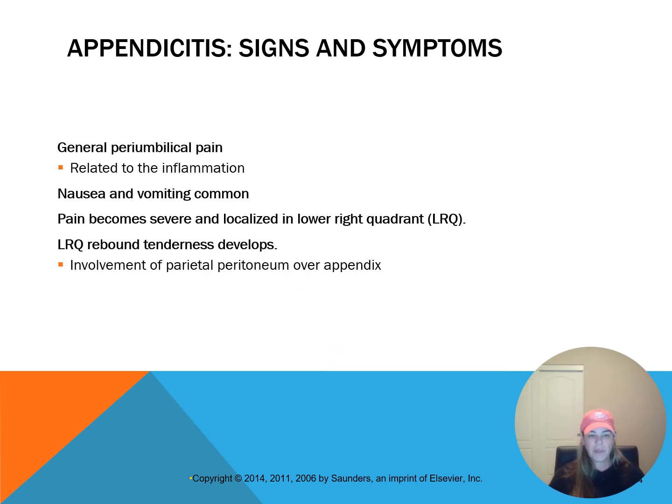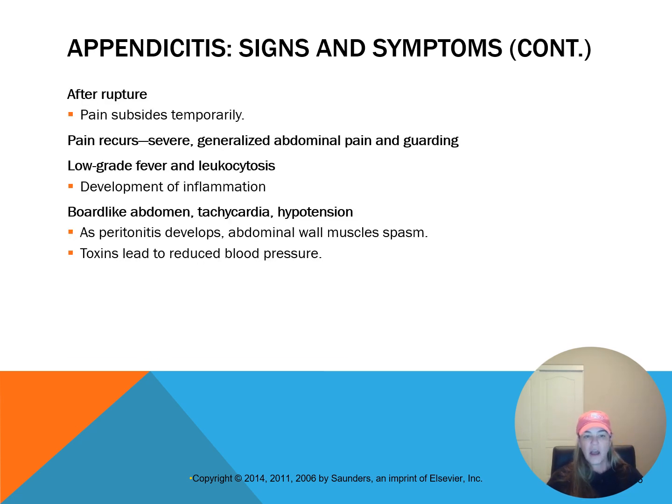Signs and symptoms: periumbilical pain related to inflammation, nausea, and vomiting is also very common. A very common symptom is localized pain in the right lower quadrant. You can actually have rebound tenderness, which means that when you press on that appendix or that right lower quadrant and you release it, and then they complain of pain, that is rebound tenderness, so that is another sign of appendicitis. If the appendix ruptures, they can have temporary relief from pain, which is not a great sign because you don't want that appendix to rupture.